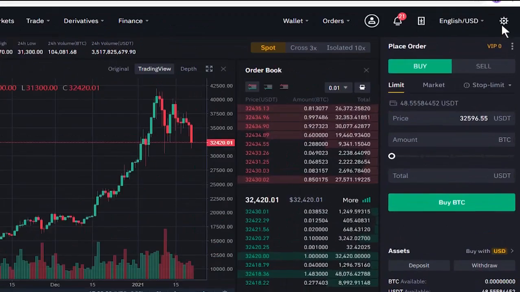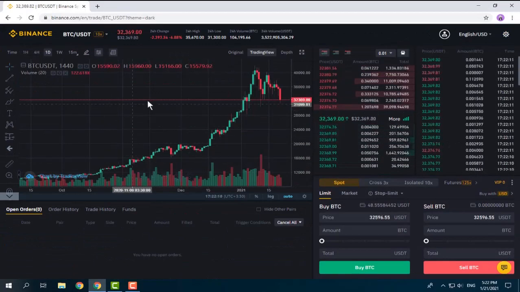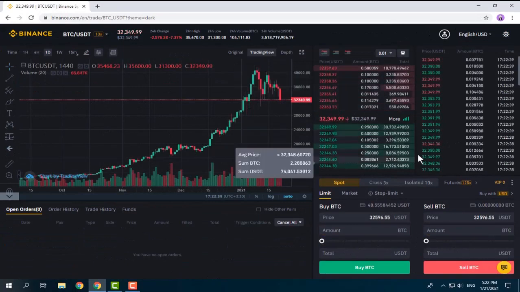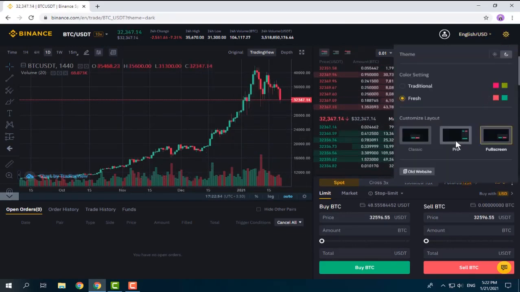We have another layout which is named full screen, which is somehow similar to pro, but the buy and sell orders are in separate sections and the order book and trades are above that. Selecting a layout is your personal choice and you must see with which of them you're more comfortable. And in this video, we continue with the pro layout.